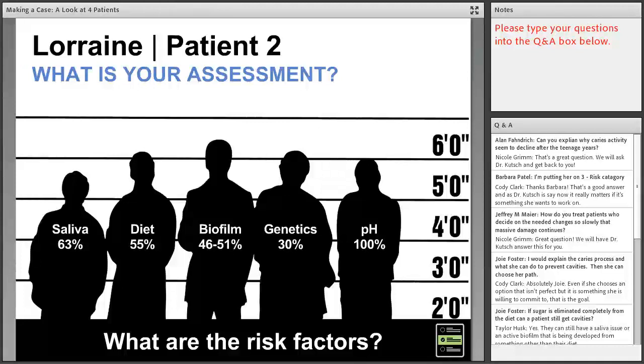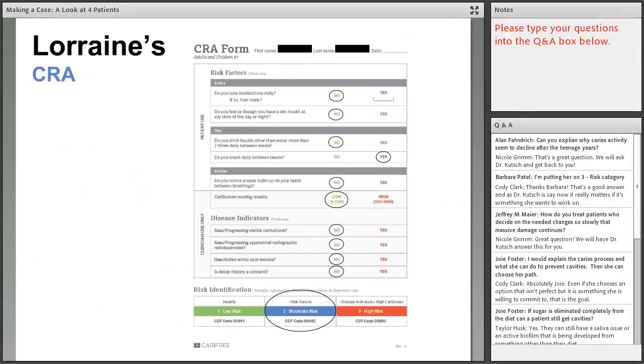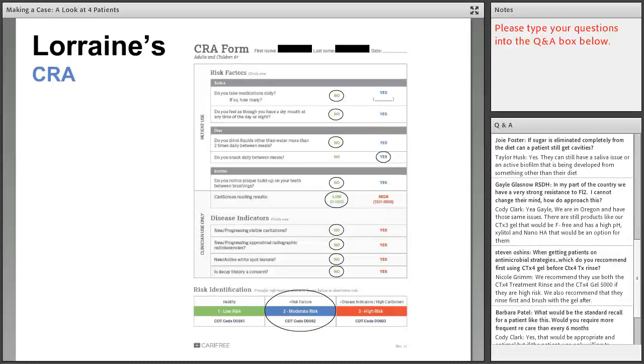Okay. If we go back to the risk assessment form, her only risk factor here is diet. She answered no, she doesn't have a saliva problem, she has plenty of saliva, she's not taking any medications, doesn't feel like she has a dry mouth, so she does not have a saliva issue. She did answer yes to the diet because she snacks between meals, and we need to find out what that is. And she doesn't have a biofilm issue because she doesn't notice plaque buildup on her teeth. Her hygiene is very good, and she had a low Caries screen score. That's telling me there's no biofilm issue going on here.